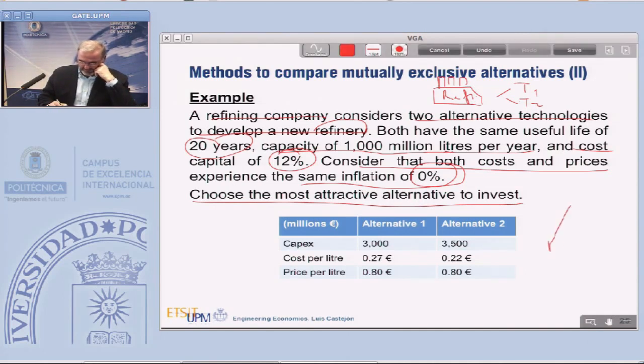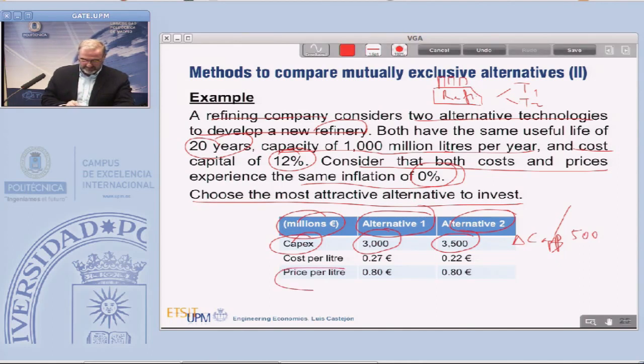So this is the basic data we have from the alternatives. For technology 1, the capex is 3,000 million, those are million euros, so 3,000 million euros. Alternative 2 has a higher capex, 3,500 million euros, so it has an increase of capex of 500 million euros.